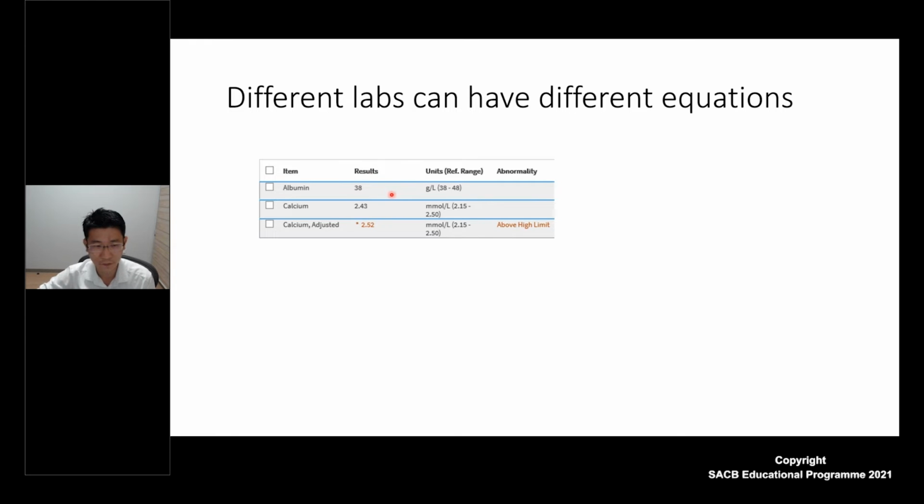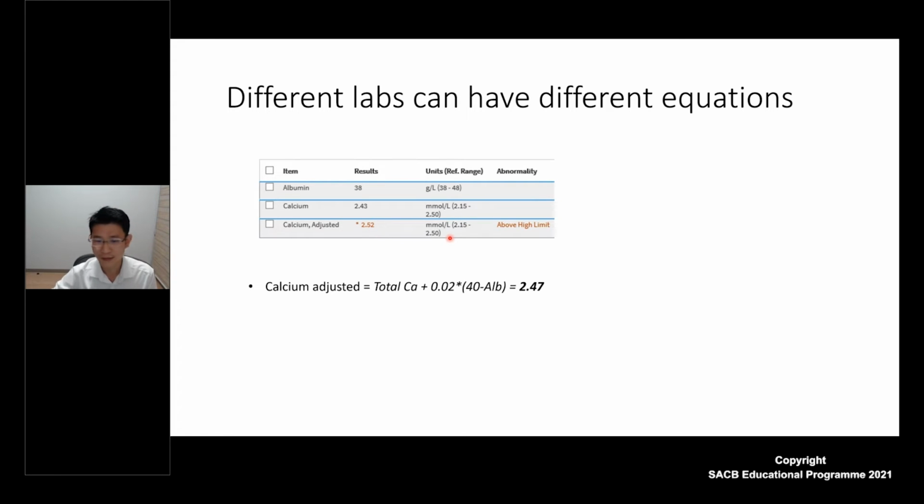So we look at this. This is another patient of mine. He was admitted to a central hospital, and he saw me at clinic subsequently. The albumin was 38, within the reference limit. The calcium was 2.43, also within the reference limit. But the adjusted calcium is above the high limit.